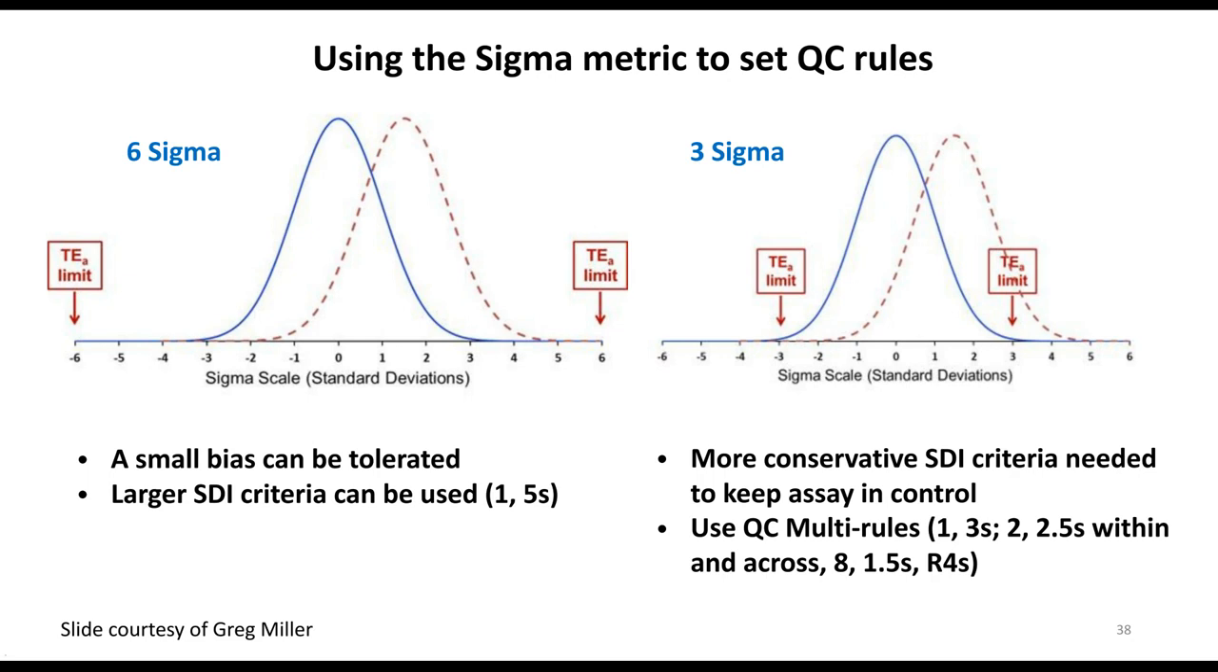The lab can evaluate the analytical performance relative to allowable total analytical error for all assays, and then focus on developing stringent QC multi-rules if the assay has a low sigma metric.